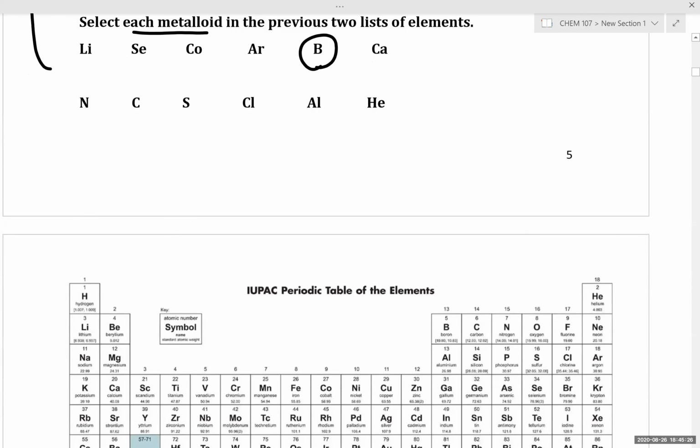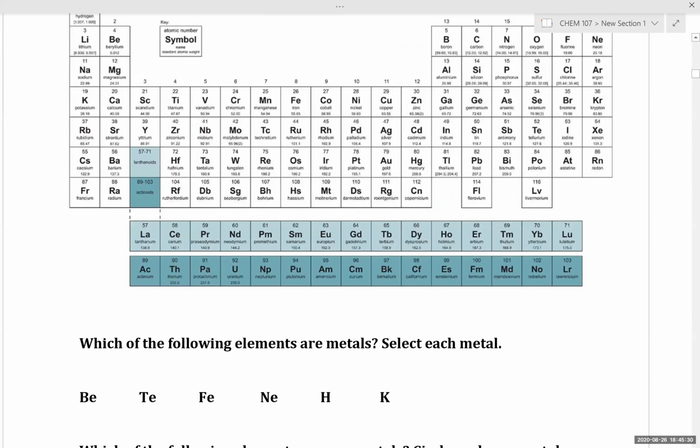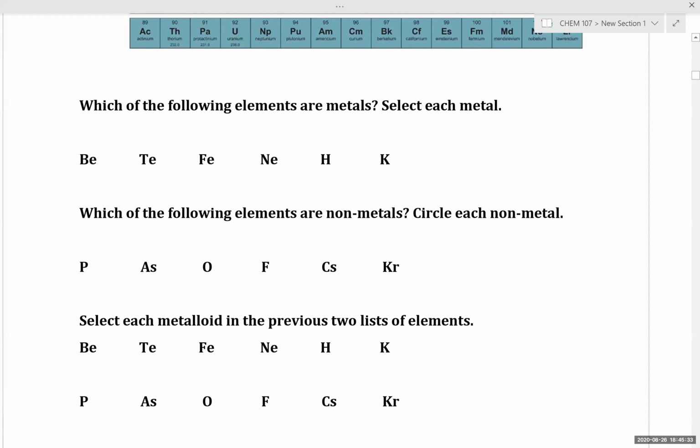Okay, so let's try to apply what we've learned. Here's a fresh IUPAC table. Using your reference periodic table, I'd like you to identify in the following list which elements are metals, in the second list which elements are non-metals, and then from the previous two lists, select each metalloid. Let's take about 4 minutes to work through this example, and then we'll discuss. Don't be shy if you have any questions: submit your responses in the chat or unmute and ask your questions verbally.